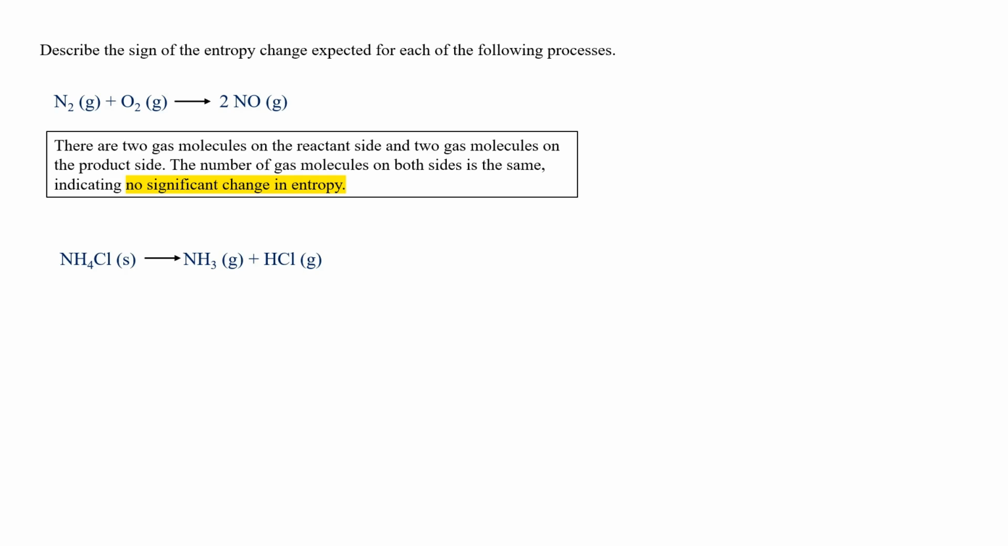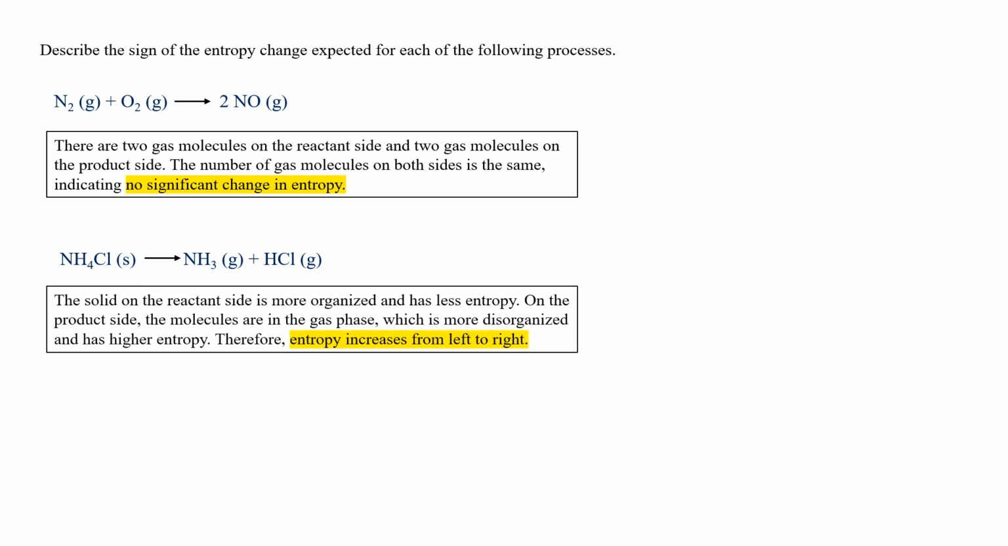Second reaction: ammonium chloride is a solid. It decomposes into ammonia gas and HCl gas. So here, is entropy increasing or decreasing? The solid on the reactant side, solid phase means more organized. Particles are closely packed and very organized. Therefore, less disorder and lower entropy. On the product side, in the gas phase, there are two molecules. Gas phase means molecules are higher in motion, very disorganized, higher entropy. Lower entropy reactants become higher entropy gas phase products: entropy increasing from left to right.